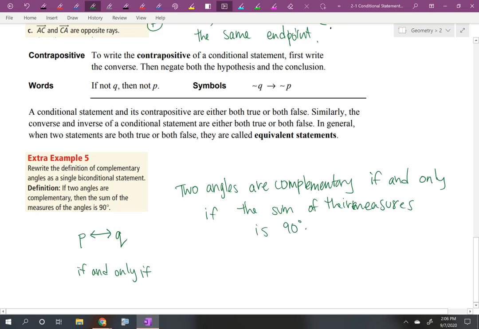If your sum is 90, you're complementary. If you're complementary, then your sum is 90. Those do go both ways. So therefore I can use if and only if, and I'm done. Another way people do that, by the way, is IFF. You might see that. That also stands for if and only if, because math people are always trying to abbreviate.